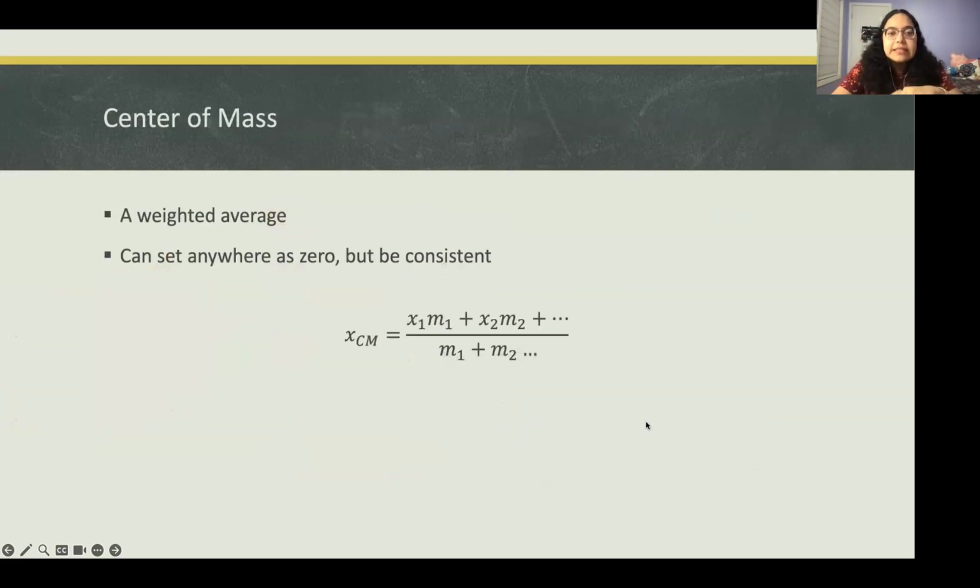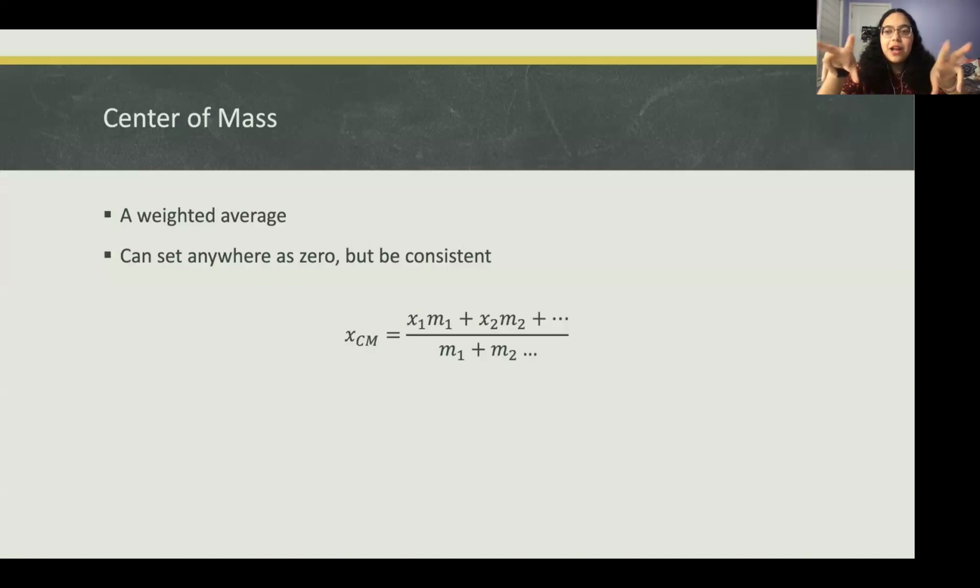Next topic, center of mass. It's just kind of a weighted average, as you can see in the formula. So your center of mass position will be the position of whatever number of objects you're trying to find the center of mass of. Object one times its mass, so position times mass, plus the position of object two times its mass, yada yada, for as many objects as you have, divided by the sum of all the masses.